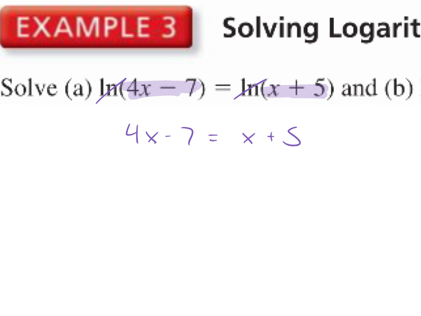So what would I need to do to solve for x? Subtract the x. So move the x's to the left. So that means our constants are going to go to the right. So I'm going to add 7, move that to the other side. So 3x is equal to 12.